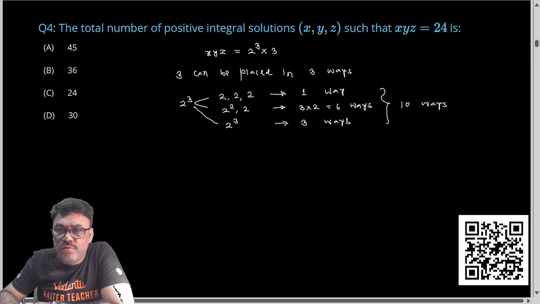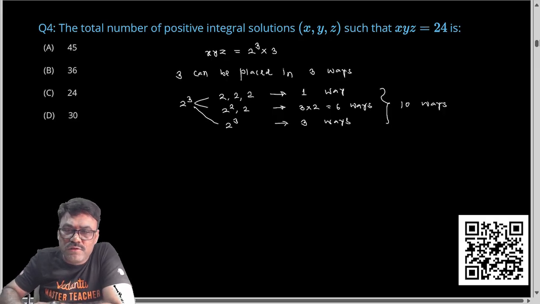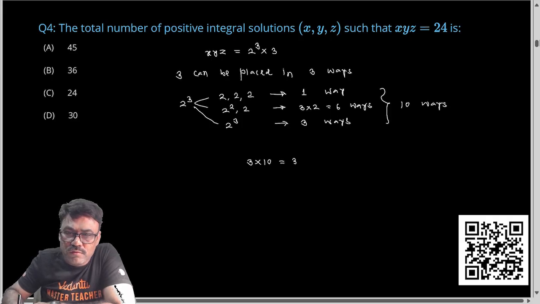to distribute 2 cube. So that means the total number of solutions will be what? See, 3 can be distributed in 3 ways, and this 2 cube can be distributed in 10 ways. The total number of solutions will be 30.